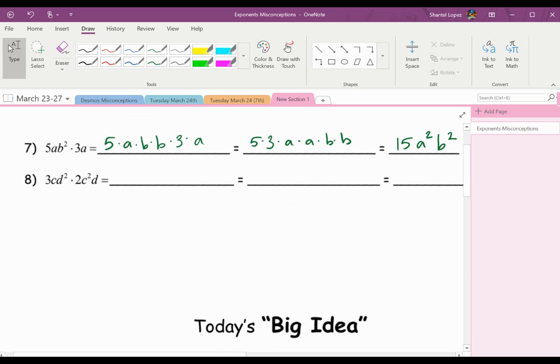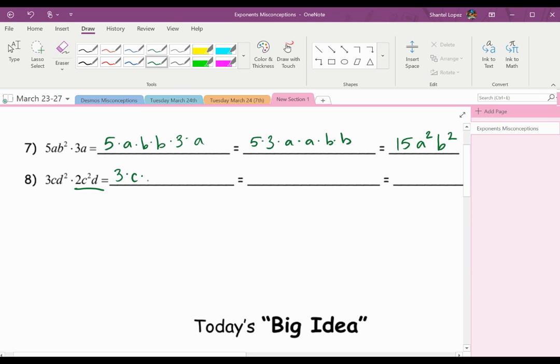Okay, let's go ahead and do the next one. Same thing here, same mistake was made, but the exponent only applies to the D. Here, what does the exponent only apply to? Yep, that's correct, the letter C. So let's go ahead and expand this.